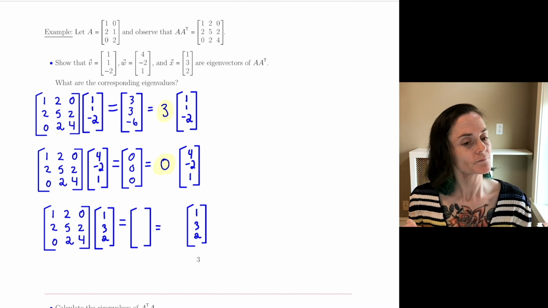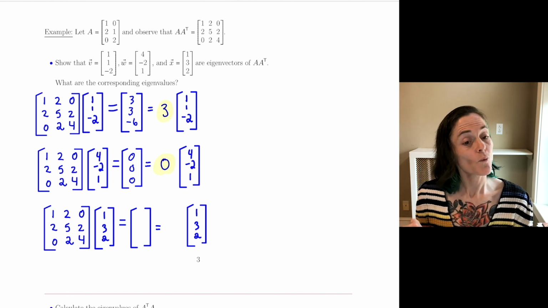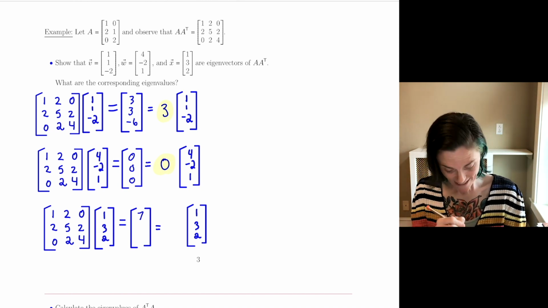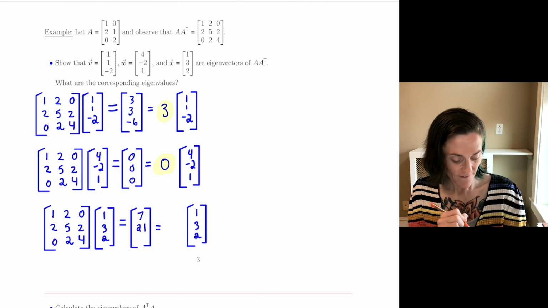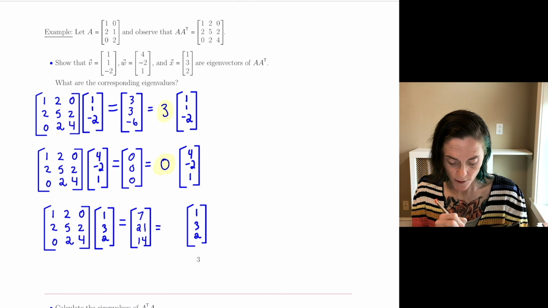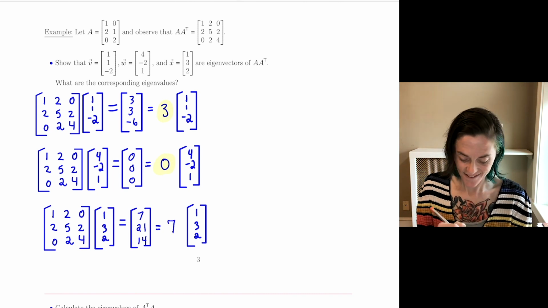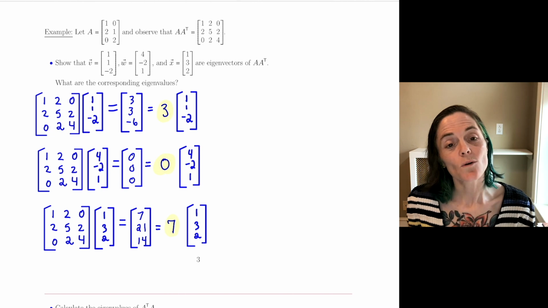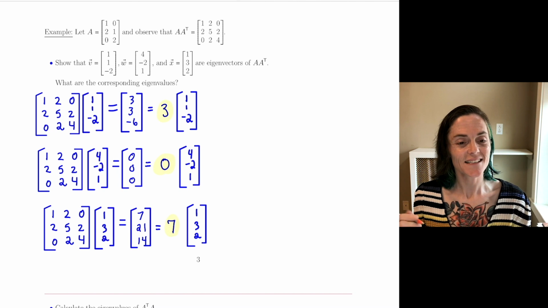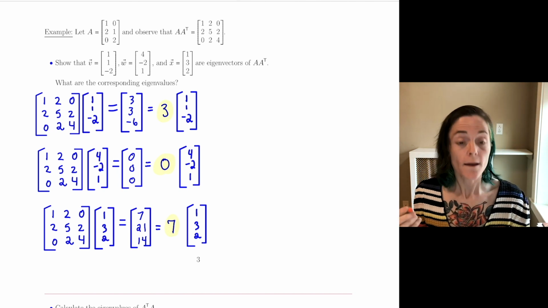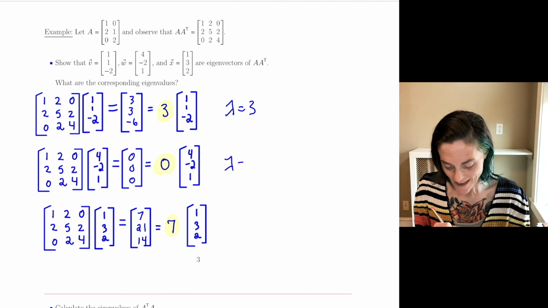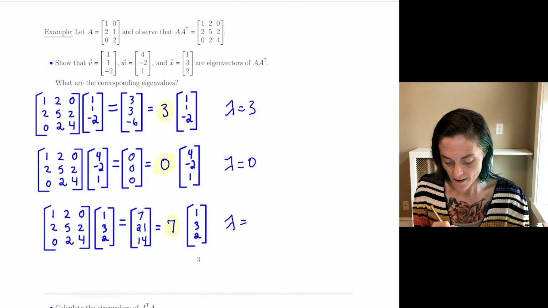Next one. Here we have 1 plus 6, which is 7. Then we have 15, 4, and 2, which is 21. And finally, we have 6 and 8, which makes 14. And you notice this is 7 times this vector. Okay, so without calculating a characteristic polynomial, just by being given eigenvectors, we know the eigenvalues for A transpose. We have 3, we have 0, and we have 7.